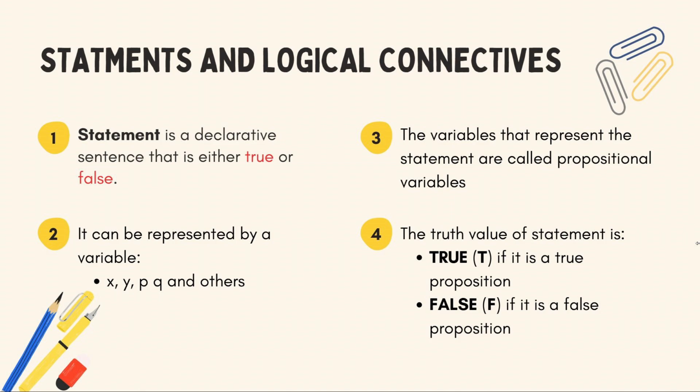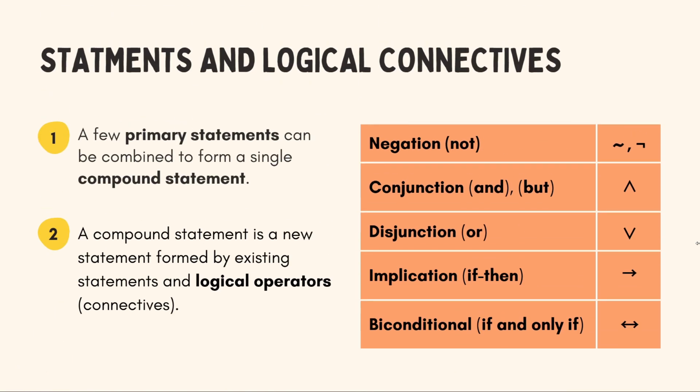A statement is a declarative sentence that is either true or false. It can be represented by a variable, for example, x, y, p, q, and others. The variables that represent the statement are called propositional variables. The truth value of a statement is true if it is a true proposition, false if it is a false proposition. Next, a few primary statements can be combined to form a single compound statement. A compound statement is a new statement formed by existing statements and a logical operator, which is a connective.